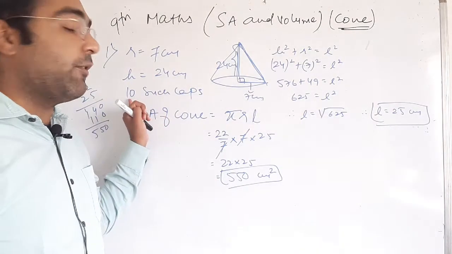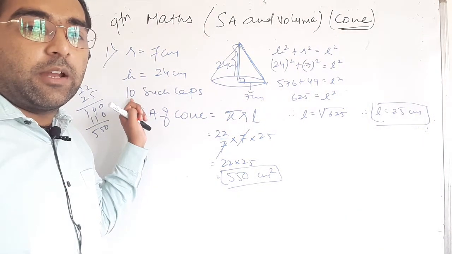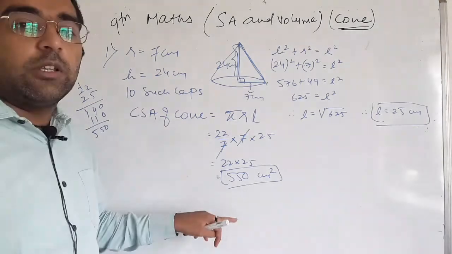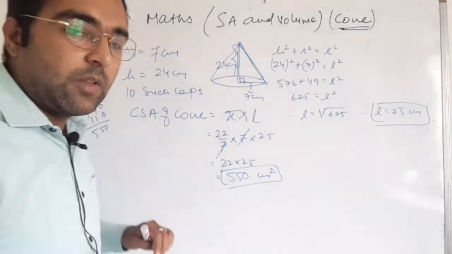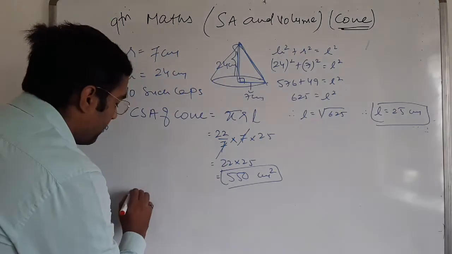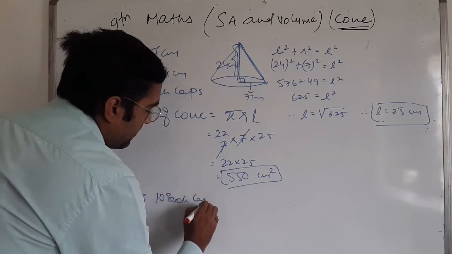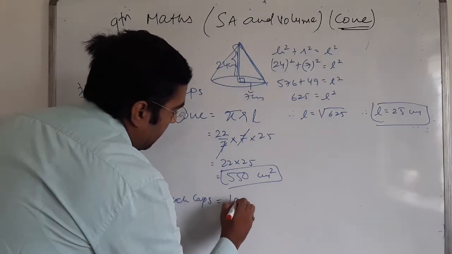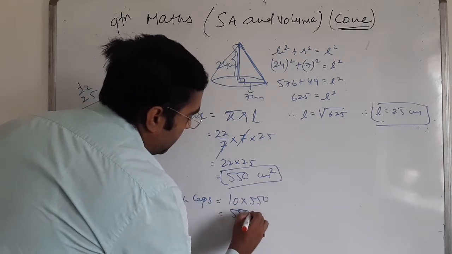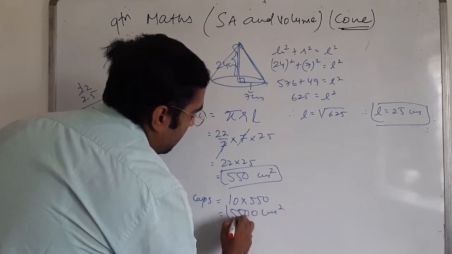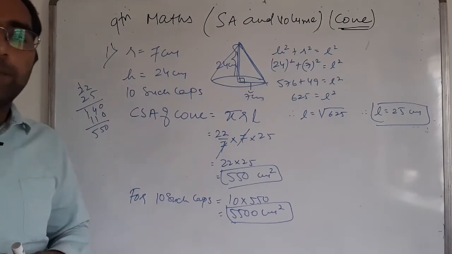Now I have to find it for 10 such caps. For that I multiply the area of one cap by 10. Therefore 10 into 550 is 5500 centimeter square of area required. Okay, clear?